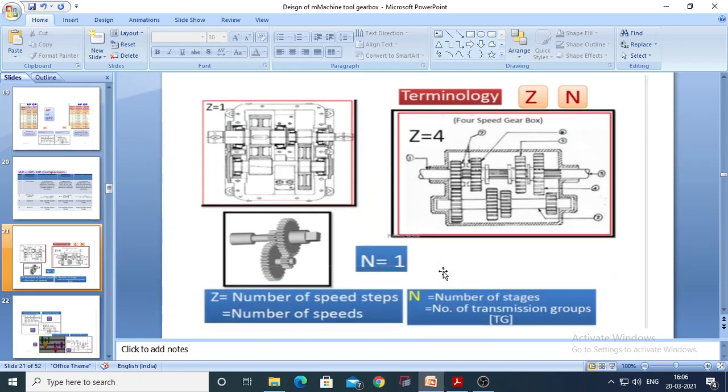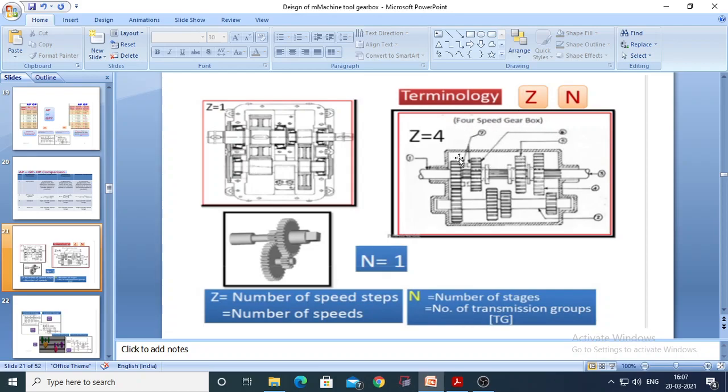See, this terminology is given. The number of spindle speed steps is given. Here z is denoted by the number of speed steps, which is equal to the number of speeds. Suppose the total number of speed steps given is 12, then you will get 12 speeds, and n is given for the number of stages. Or we can say the number of stages is equal to the number of transmission groups, denoted by tg. Remember that, number of transmission groups. Here one example is given.